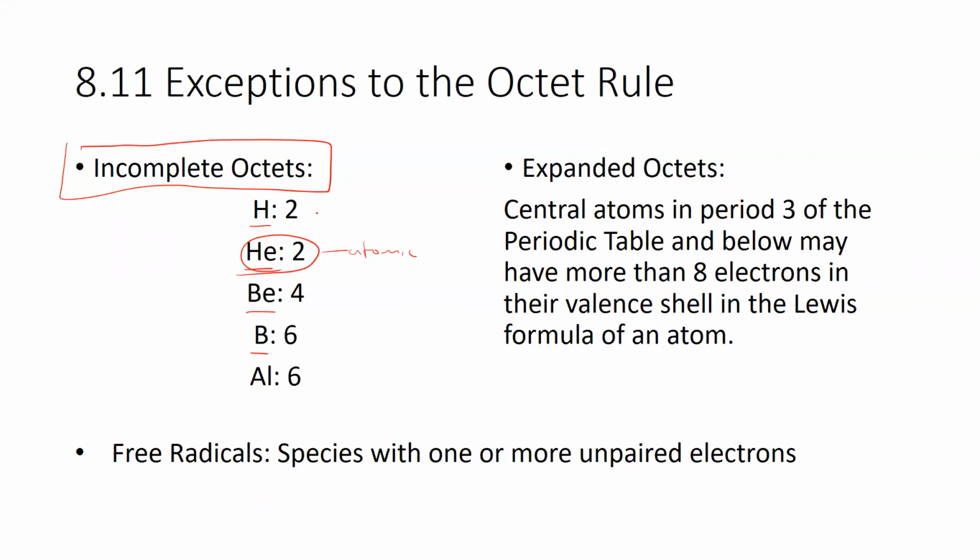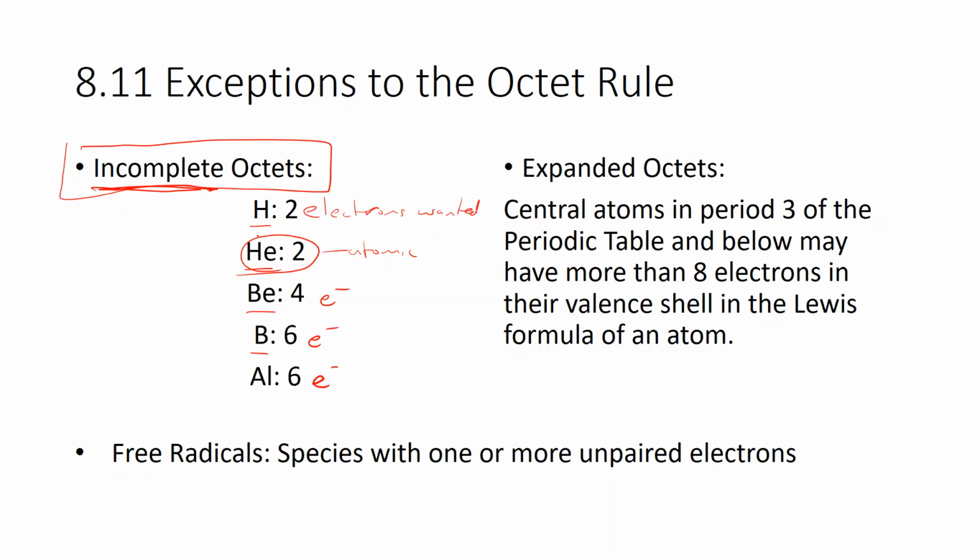Beryllium will want 4. Boron will want 6 electrons, right? So these are the electrons that it wants. Okay, so beryllium wants 4 electrons, boron wants 6 electrons, and aluminum wants 6 electrons. Those are ones that have incomplete octets, right? In other words, not actually an octet, right? A duet, or maybe a quartet, or a hextet. Those are incomplete. They won't fill all of the surrounding orbitals with electrons, essentially.